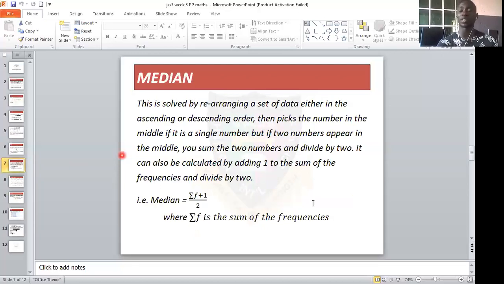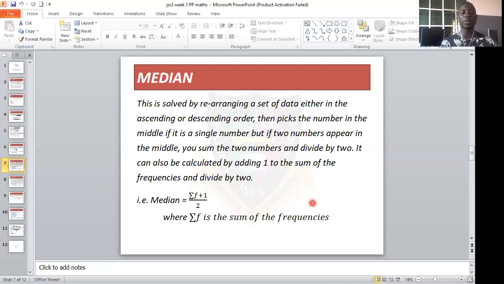So we look at median. I told you earlier that median means the middle number. But in this case, we're looking at how to solve a median in case you're given a frequency set of data. This is solved by rearranging a set of data either in ascending or descending order. I told you earlier about ascending and descending order. Ascending is when it's increasing, while descending is when it's decreasing. But first, you have to arrange them properly. If you are given raw data, you arrange them either in ascending or descending order.